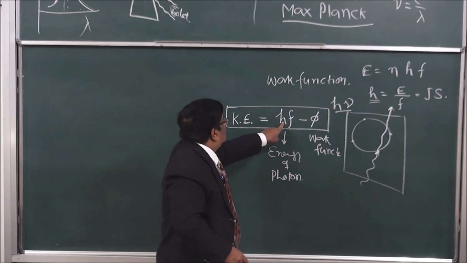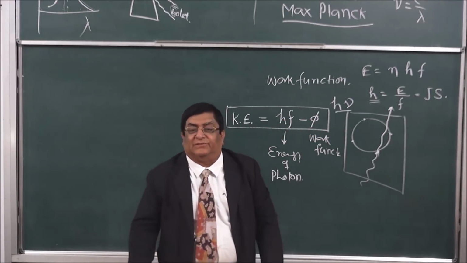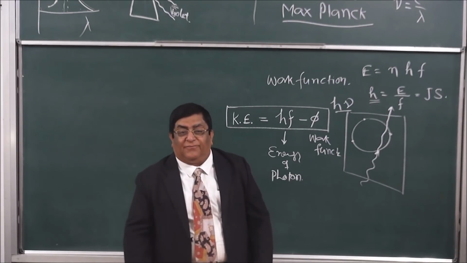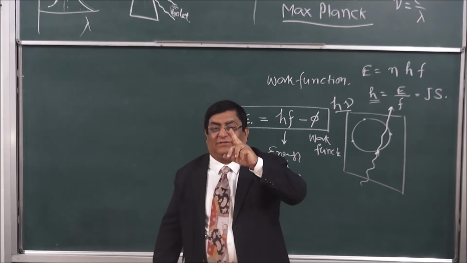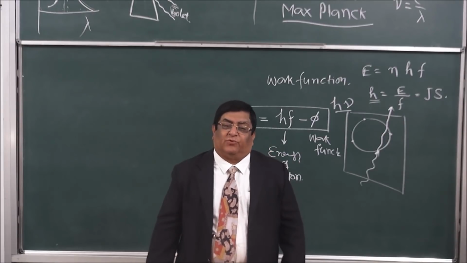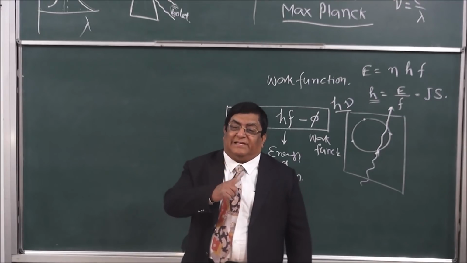Here h is the Planck's constant, and what does this Planck's constant give? This Planck's constant gives the energy of a packet. That means energy, or light, travels in the form of packets. This was also agreed by Einstein, and that is a material nature.